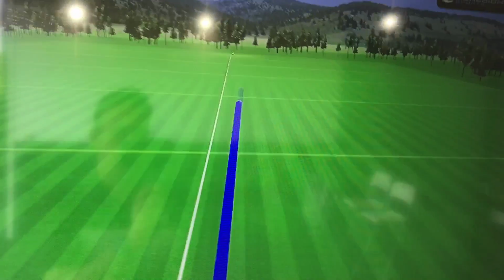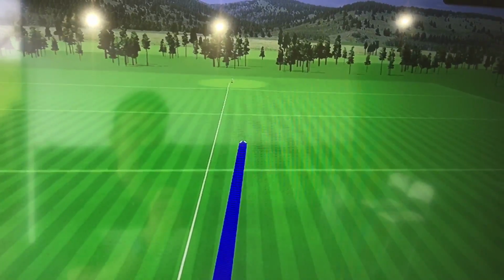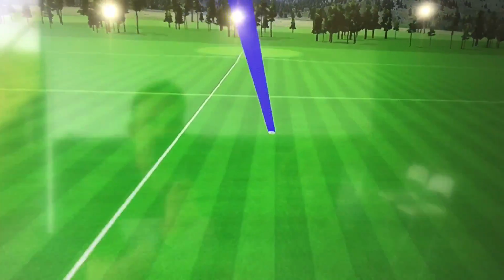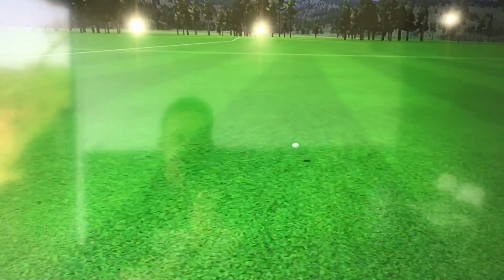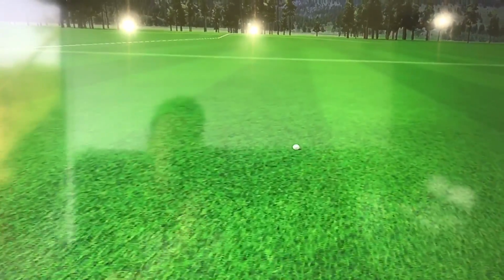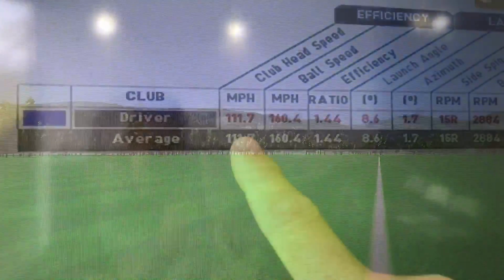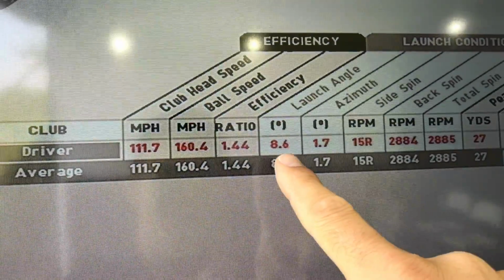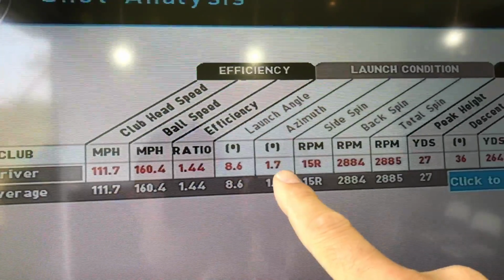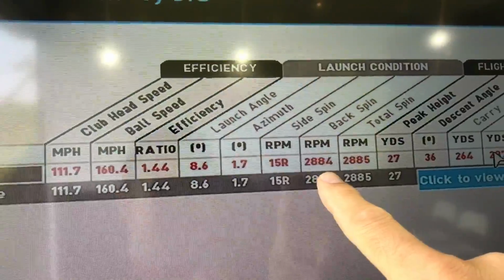Okay, so we'll have a little cut shot there, quite a nice straight shot. And that was carrying at around the mid 260s, was it? Yeah, 264, running out 287. Looking at the data, club head speed, ball speed there, right? So launch angle here, 8.6 degrees, and it's spun at 2,800.